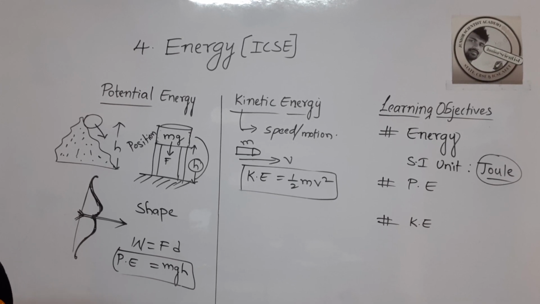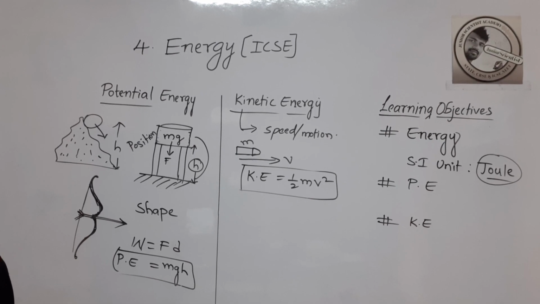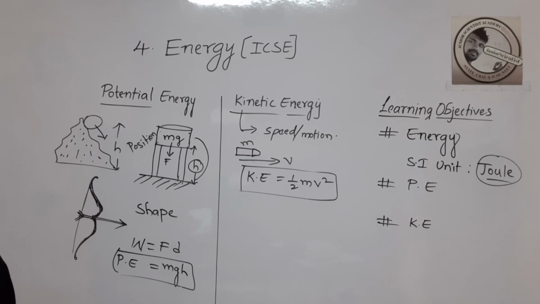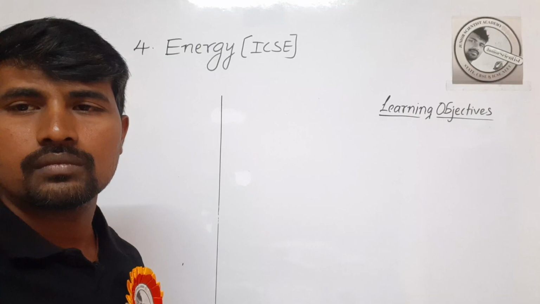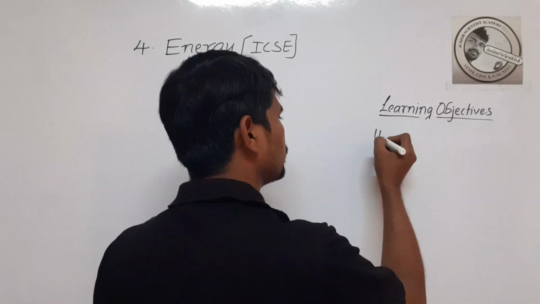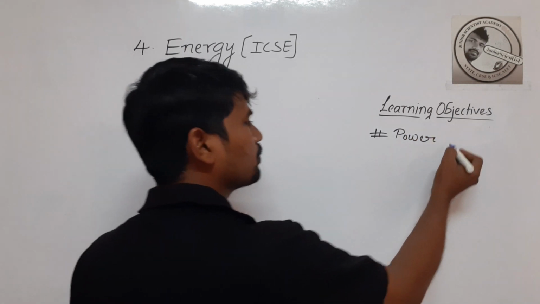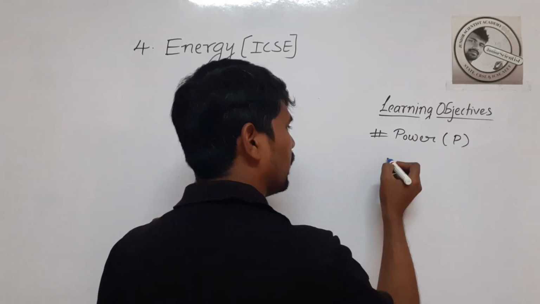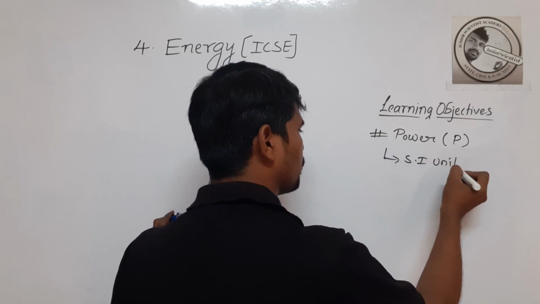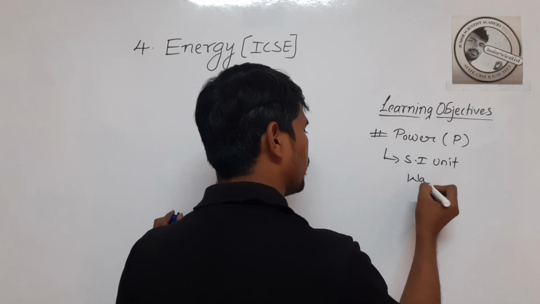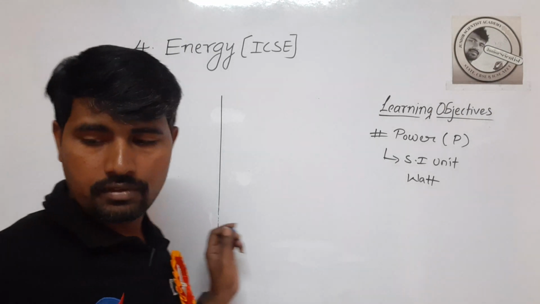Power also, we have work and power. Here power is nothing but the rate of doing work. So let us discuss power. Now our learning objective is power. So what is meant by power? Power is denoted with P, and the SI unit of power is watt. W-A-T-T, watt. SI unit is watt.